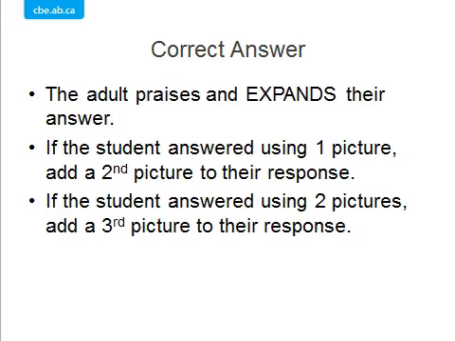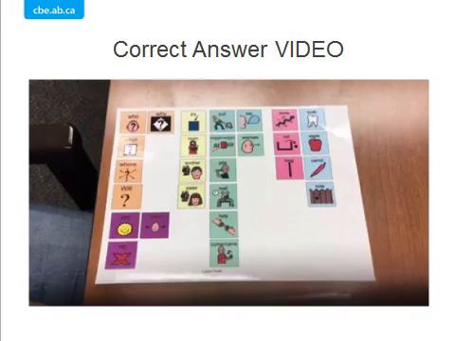For example, if they answered tooth, either by saying the word or pointing to the picture, I would say, good job, the tooth was wiggly. I would point to both tooth and wiggly on the communication display. I am now teaching the student how to add on to what they've said. Here's a short video showing what we could do when there is a correct answer.